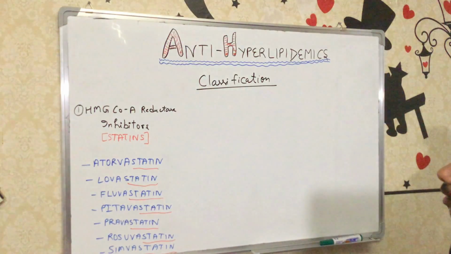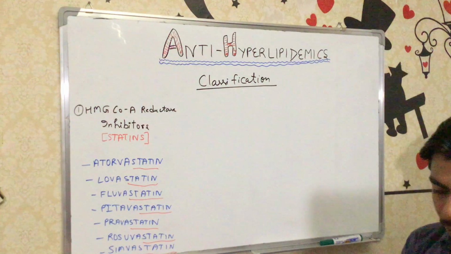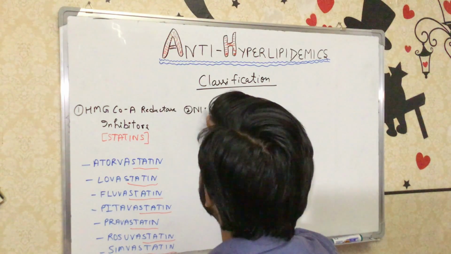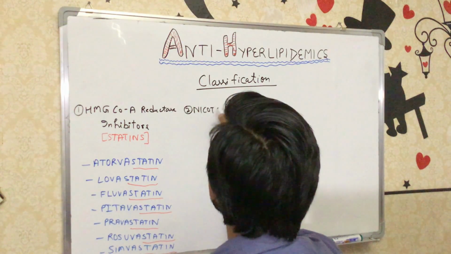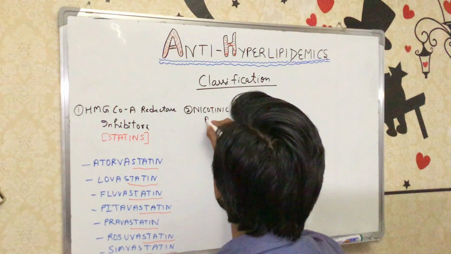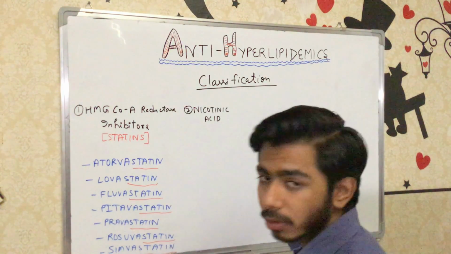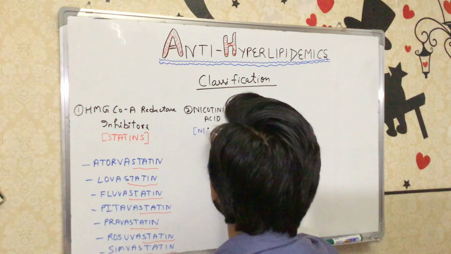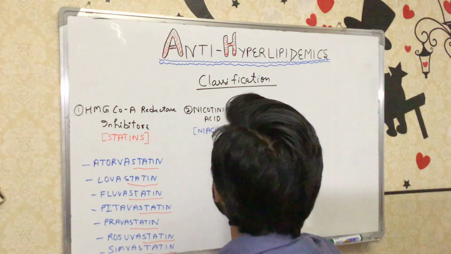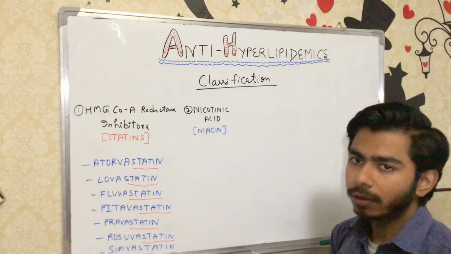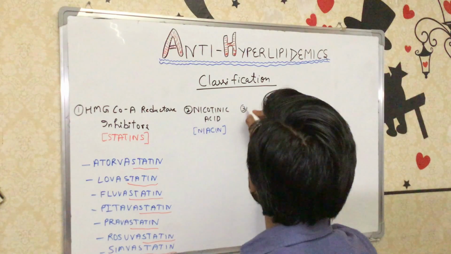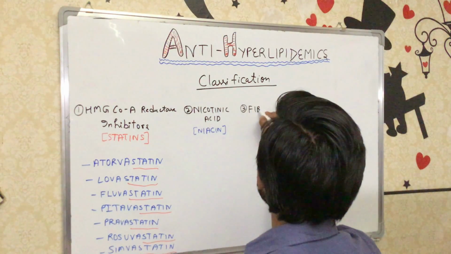Now there is one more category, which is the nicotinic acid. In the nicotinic acid, we usually consider niacin. Nicotinic acid, niacin. So the drug is niacin. Third one, we have the fibrates.